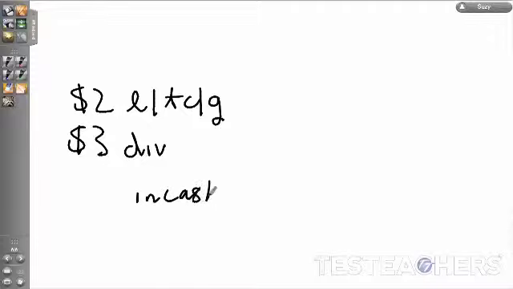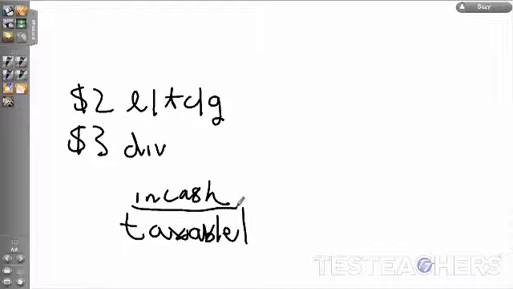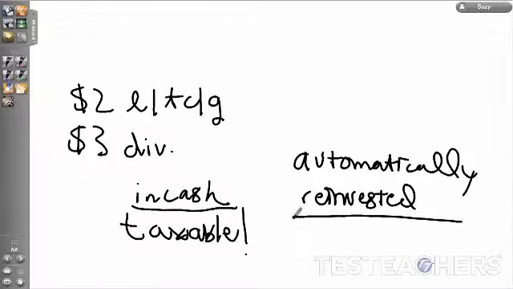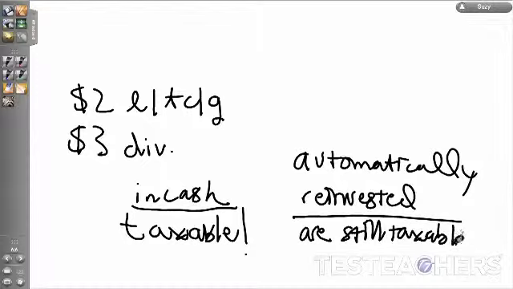If you take them in cash, they're taxable in the year of the distribution, right? But what if you don't take them in cash? What if you automatically reinvest them? They're still taxable. So it's important to remember that, or remind your registered reps underneath you to remind their clients that automatically reinvested dividends and capital gain distributions are still taxable. They're taxable in the year of the distribution.